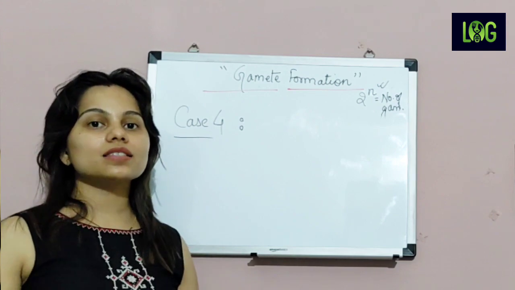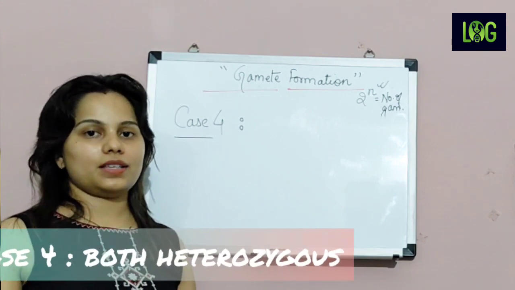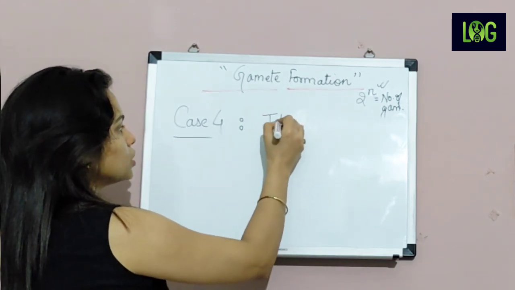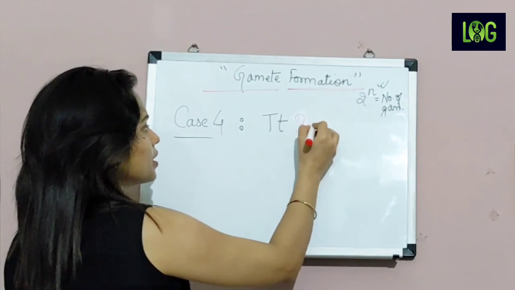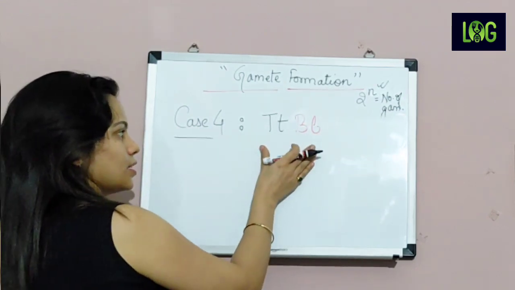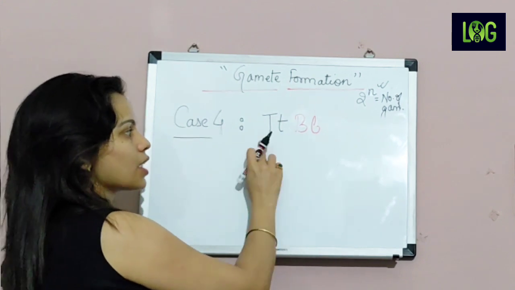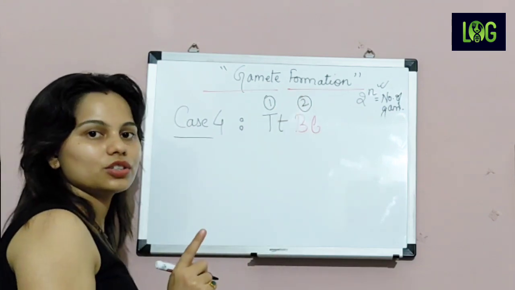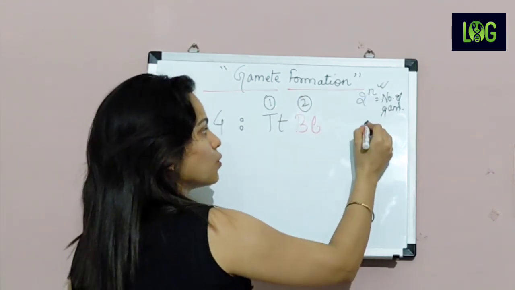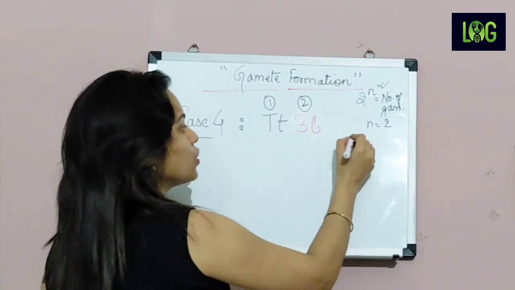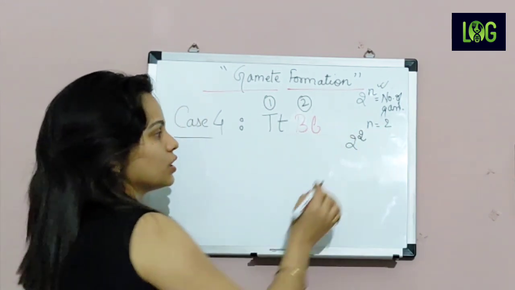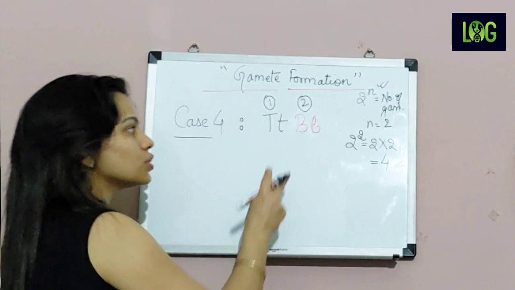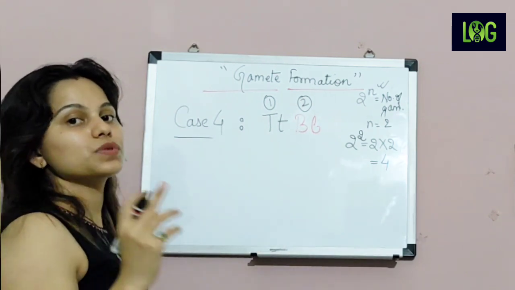The last case, case number 4, is the most important case where the students face problems. That is when both the traits are in heterozygous condition. In such cases, you can check that there are 2 heterozygotes. This one is in heterozygous condition and this one is also in heterozygous condition, right? So now the value of n is going to be 2. When you keep n equal to 2, 2 raised to the power 2 means 2 into 2, so it is going to be 4. So now here we will find 4 types of gametes.